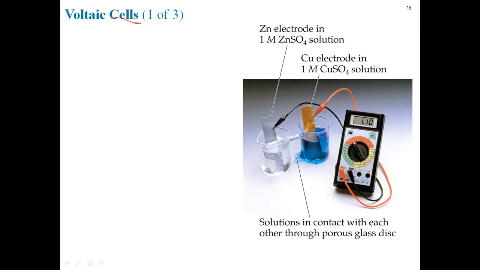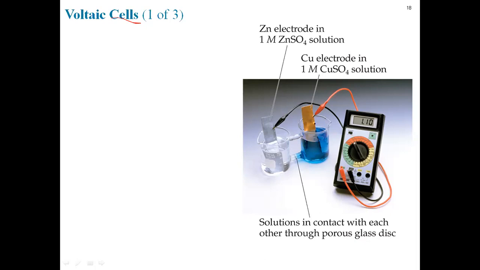You can see in this picture, we have two beakers. In one beaker, we have one metal, zinc, and then we have the solution zinc sulfate. In the other beaker, we have the blue solution. The blue solution is actually copper(II) sulfate, the typical color of the Cu2+ ion. Then we have the copper metal.